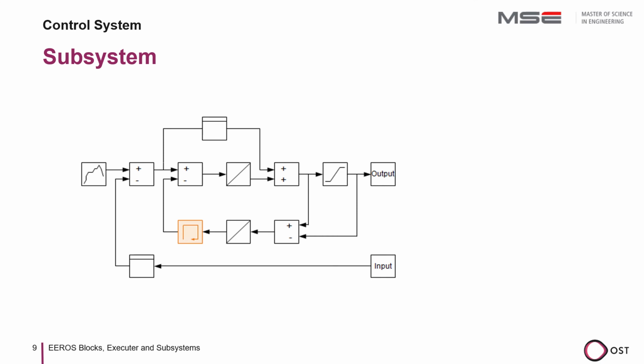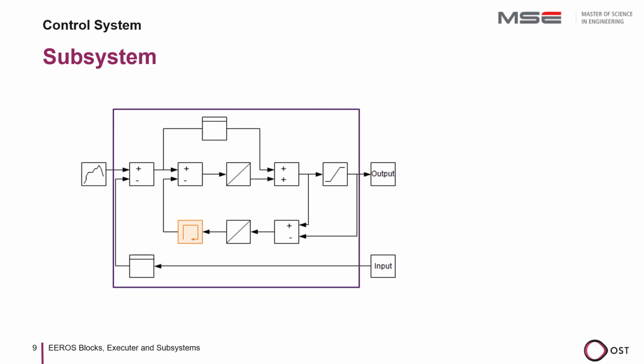Complex control systems can consist of many different subsystems, such as observers or kinematic and dynamic models. In order to represent these systems elegantly and clearly, one can define subsystems in the EEROS and thus create a block that contains other blocks and signals.